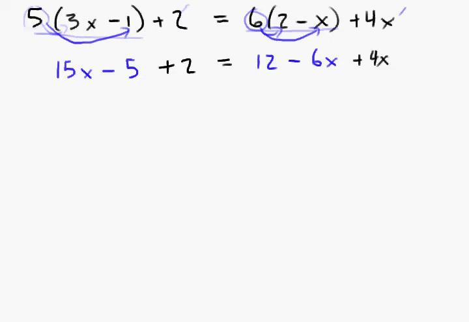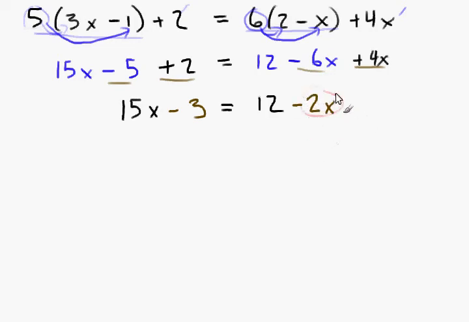Okay, now we're going to want to combine like terms. On this side, it's minus 5 plus 2. That is minus 3. And we'll fill in the rest of that side around that. On the right hand side, we've got minus 6x plus 4. To combine those, we're going to take negative 6, add 4 to it, be left with a negative 2, and we don't want to forget the x. Okay, here we are. 15x minus 3 is equal to 12 minus 2x.